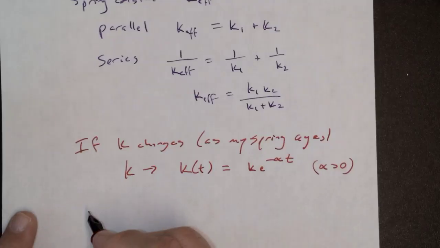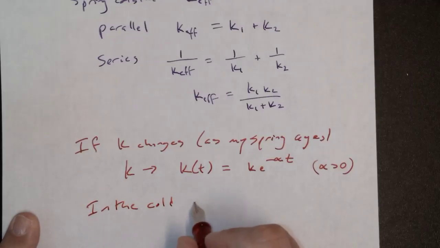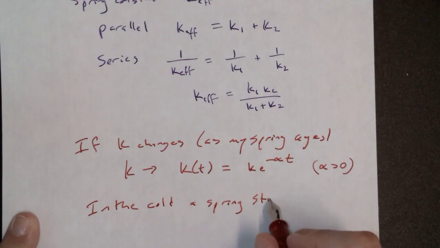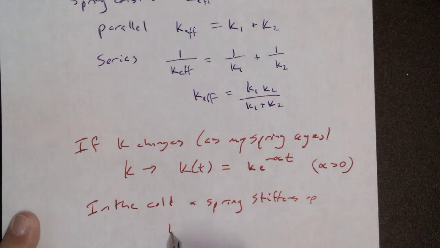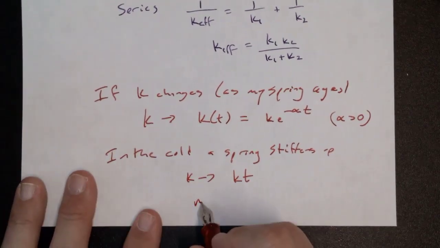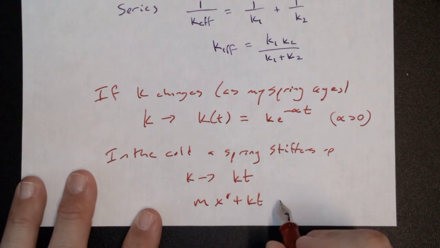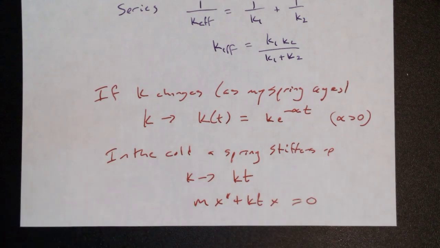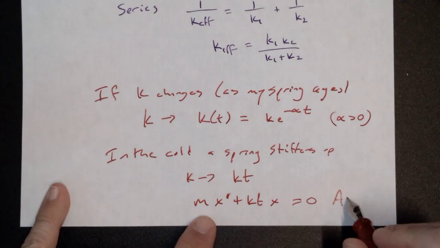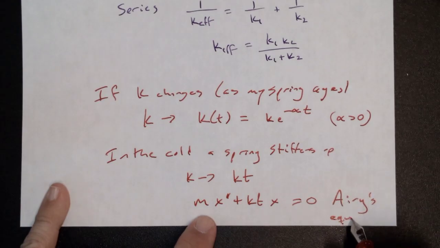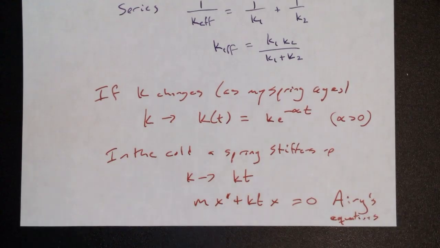Well, I can talk about K getting replaced by, I don't know, just a linear function, for example. Then I would have mass times acceleration plus k t x equals 0. That's not quite a Cauchy-Euler equation. But these equations were studied rather thoroughly, and they're called Airy equations, A-I-R-Y. These are harder to solve because they're not constant coefficients. The constant coefficient ones are easy.